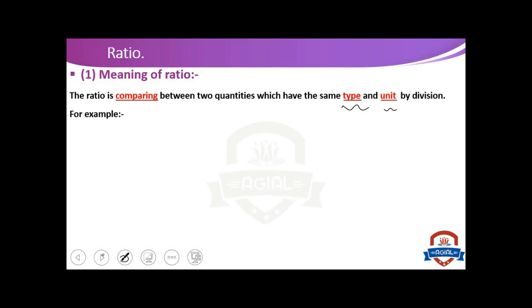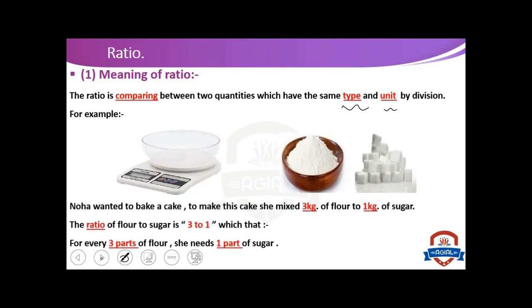For example, Noha wanted to bake a cake. To make this cake, she mixed 3 kilograms of flour to 1 kilogram of sugar. So the ratio of flour to sugar is 3 to 1, which means that for every 3 parts of flour, she needs 1 part of sugar.